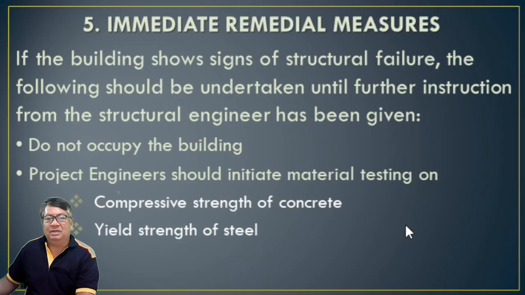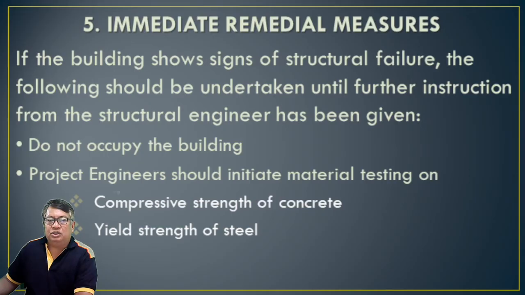Number 5, immediate remedial measures. If the building shows signs of structural failure, the following should be undertaken until further instruction from the structural engineer has been given. If you find problems or observe any poor performance of the design or the construction as it is undertaken, then try to call the attention of the structural engineers. But before that, the most advisable thing to do is do not occupy the building.